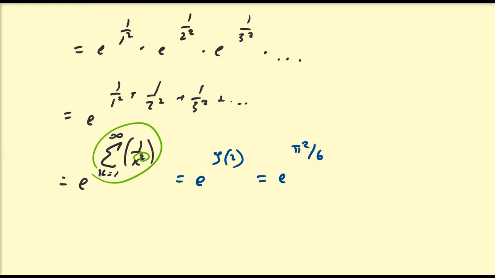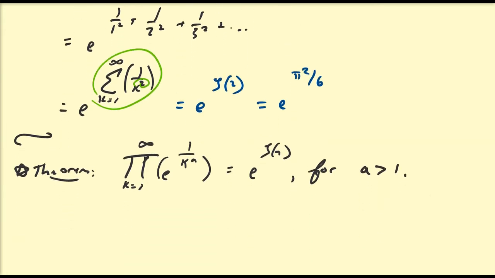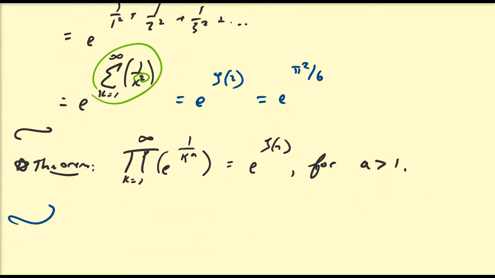So in general, we can have the following theorem. The product from k equals 1 to infinity of e to the 1 over k^a is equal to e to the zeta of a. And this is going to be true for any a bigger than 1. There's a special product theorem.